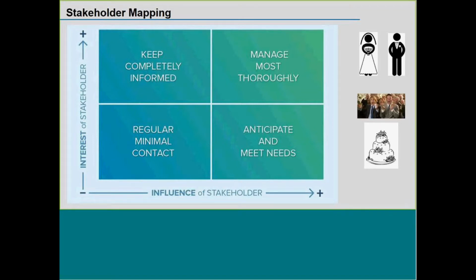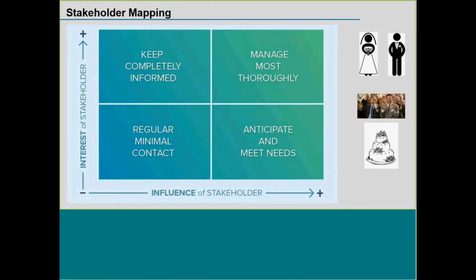On the y-axis, we have the interest of a particular stakeholder. That's simply put, how much does that person care about the project you're doing? And on the x-axis, we have the influence of that stakeholder. How much power does this stakeholder have over the direction of the project, right? If someone can immediately stop the project, they have a lot of influence or power over that project.